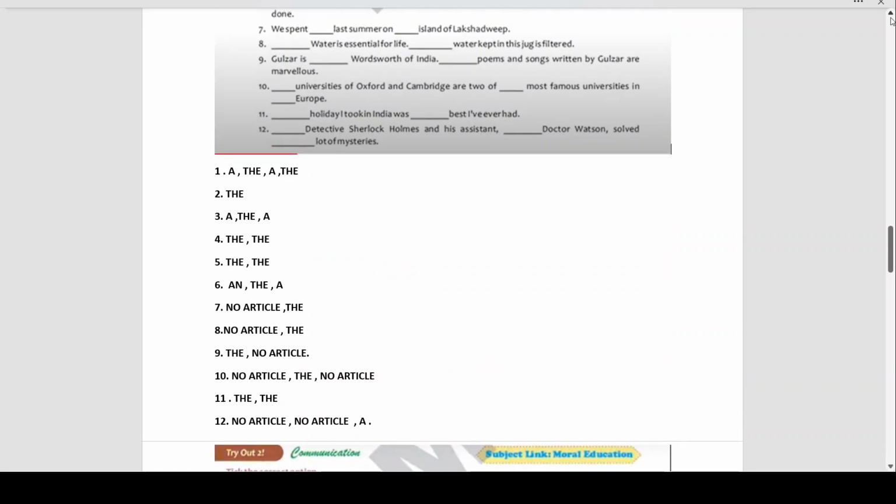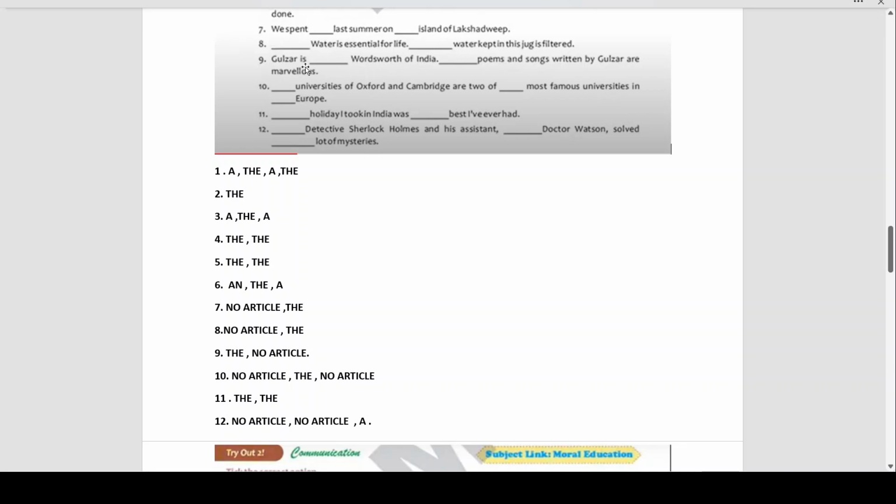Next, number eight. Water is essential for life. Now, we will not use any article over here. Just water is essential for life. And I will use the in the second sentence, the water kept in this jug is filtered, because I'm already referring to the noun water in the first sentence. So the second sentence is having a back reference to the noun mentioned in the first sentence.